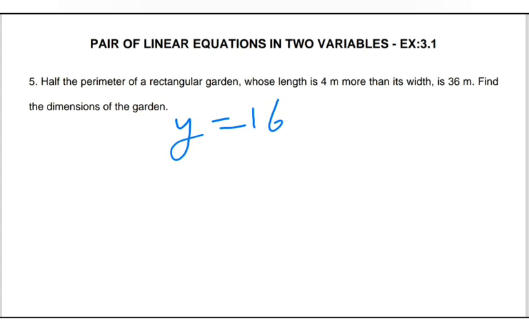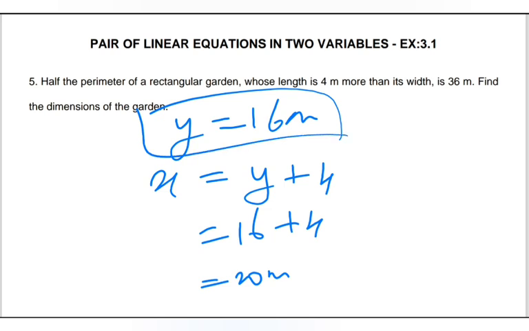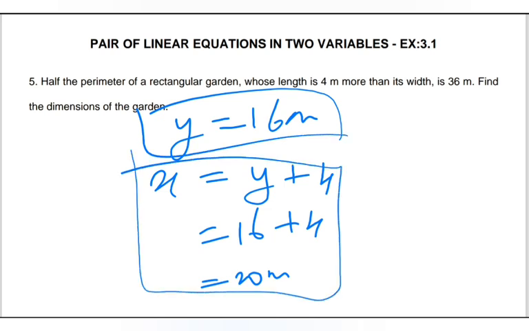Then the length of the rectangular garden is x is equal to y plus 4, that is 16 plus 4 is equal to 20 meters. Don't forget to put units because it is important. So this is our length and this is our width.